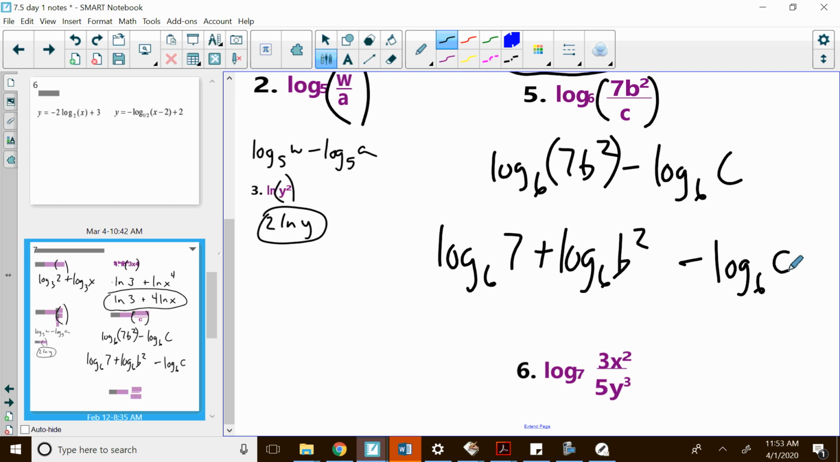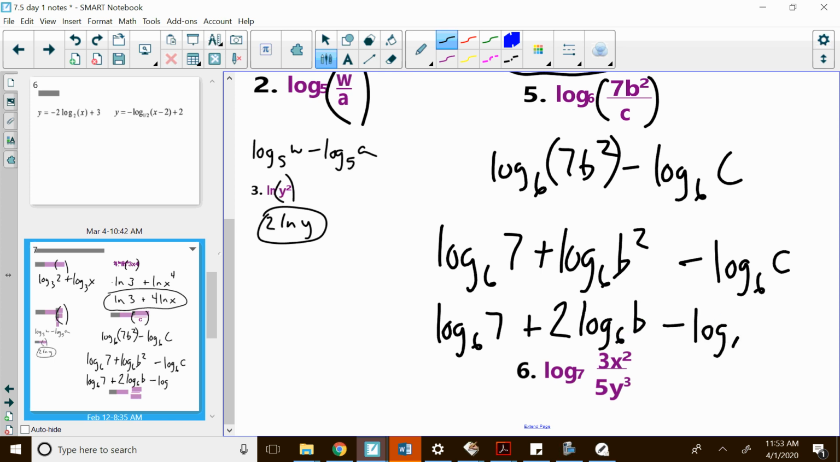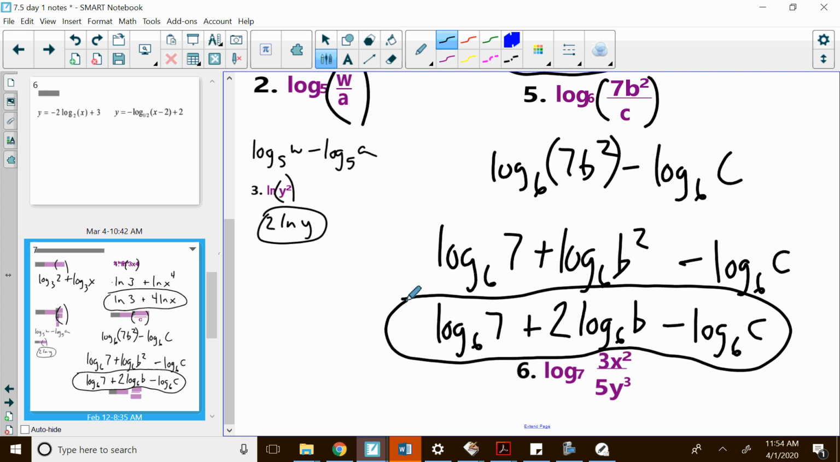So we use the product property to expand that out into a sum. And lastly, we're going to use the power property on this log base 6 of b squared. So the log base 6 of 7, we're going to leave. And then instead of writing it as the log base 6 of b squared, it's equal to 2 times the log base 6 of b. And then this log base 6 of c, we're going to leave put. Okay, this is fully expanded. Notice I got rid of the fraction first by using our quotient property. Then I went ahead and separated our product, and then I did our power.